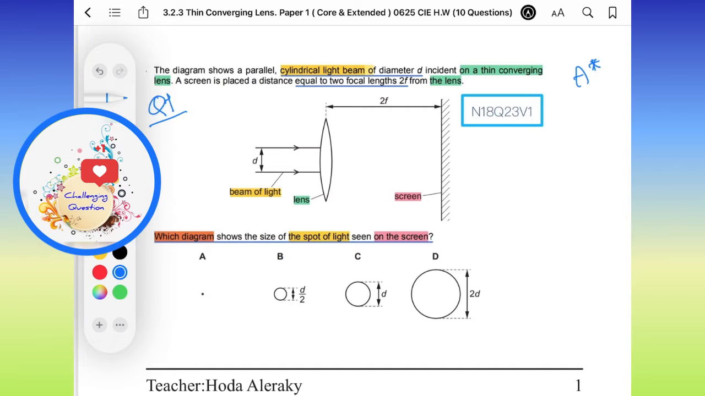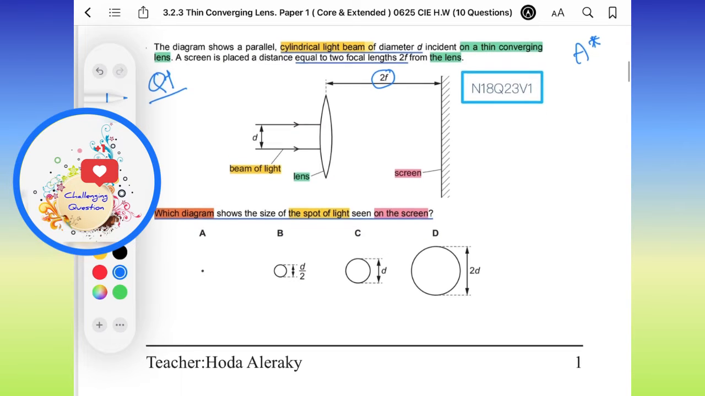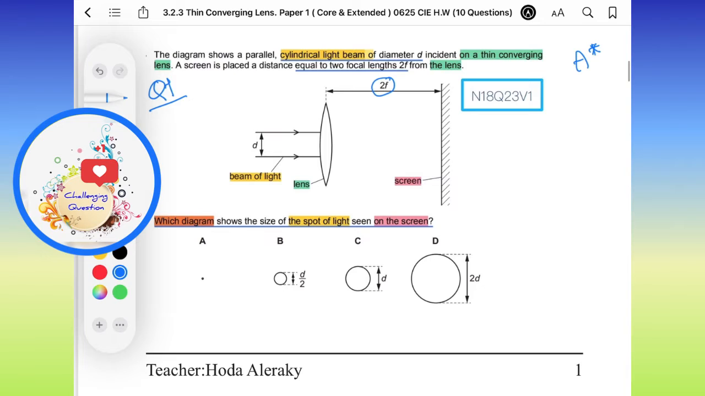Okay, you have here a screen and you have a thin converging lens, and the screen is placed at a distance which is double focal length, and you have a cylindrical light beam. What's the difference between light ray and light beam? Light beam means group of light rays, okay. So this cylindrical light beam has a diameter d, and the question is asking you what will be the size of the spot of light seen on the screen, the size of the spot.